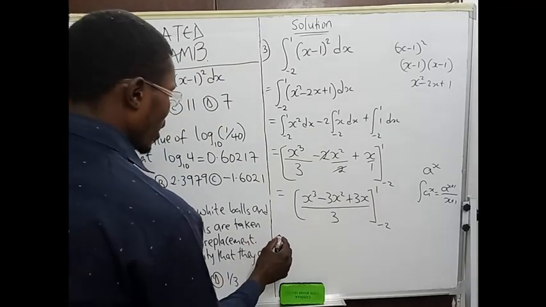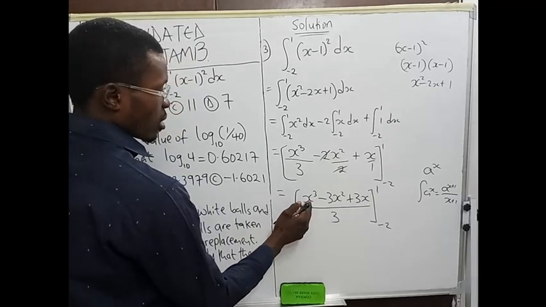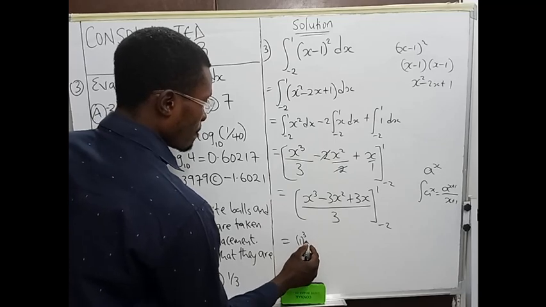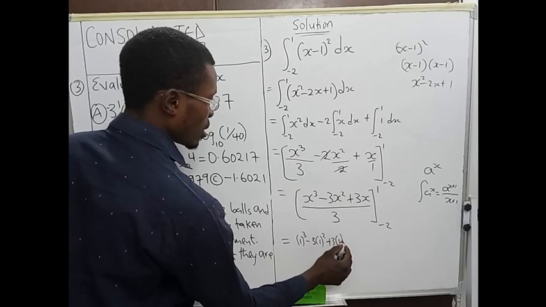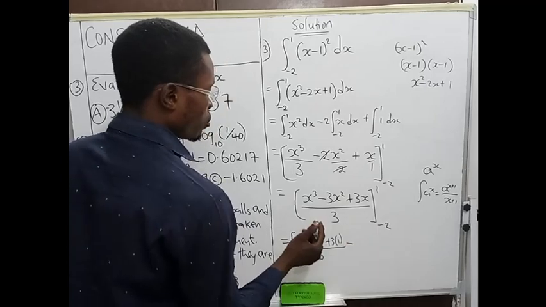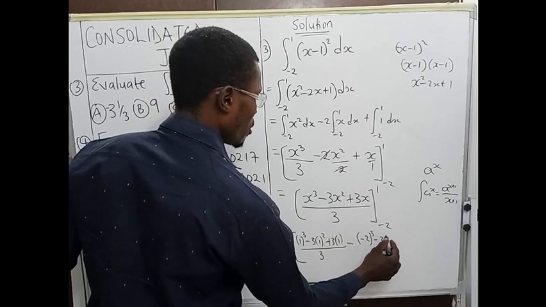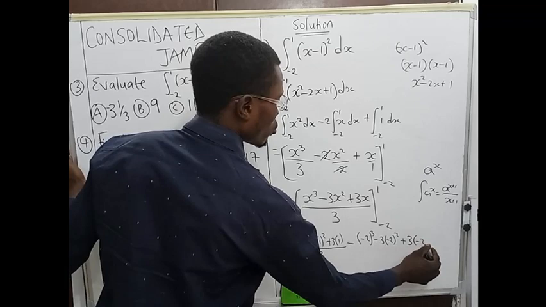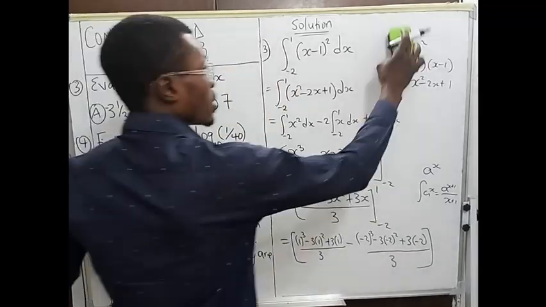Okay, so when I pass the limit, I'm going to have what? 1 cube, right? I'm going to have 1 cube minus 3 into 1 square plus 3 times 1, all over 3, right? Minus, I put minus 2, I have minus 2 cube minus 3 times minus 2 square plus 3 times minus 2, all over what? 3. Okay, let me use this part of the board.